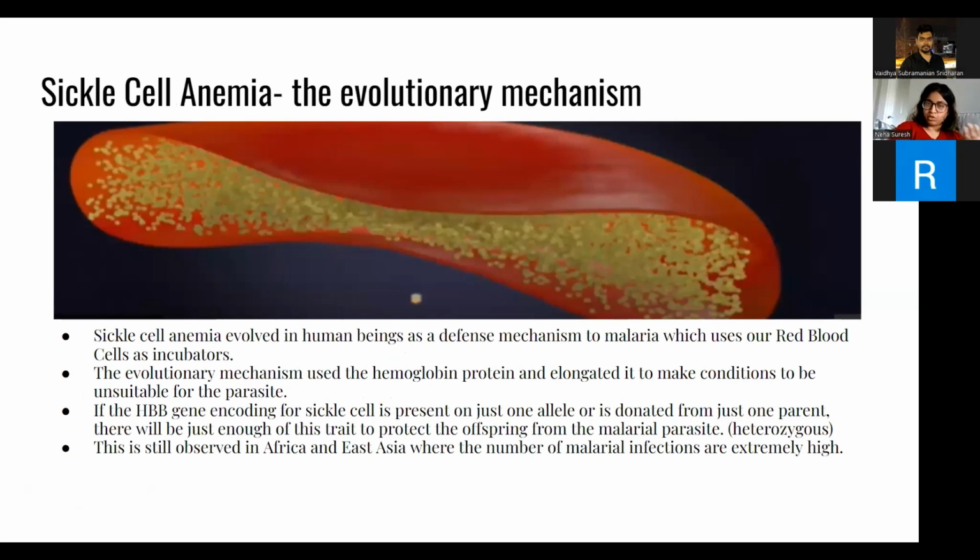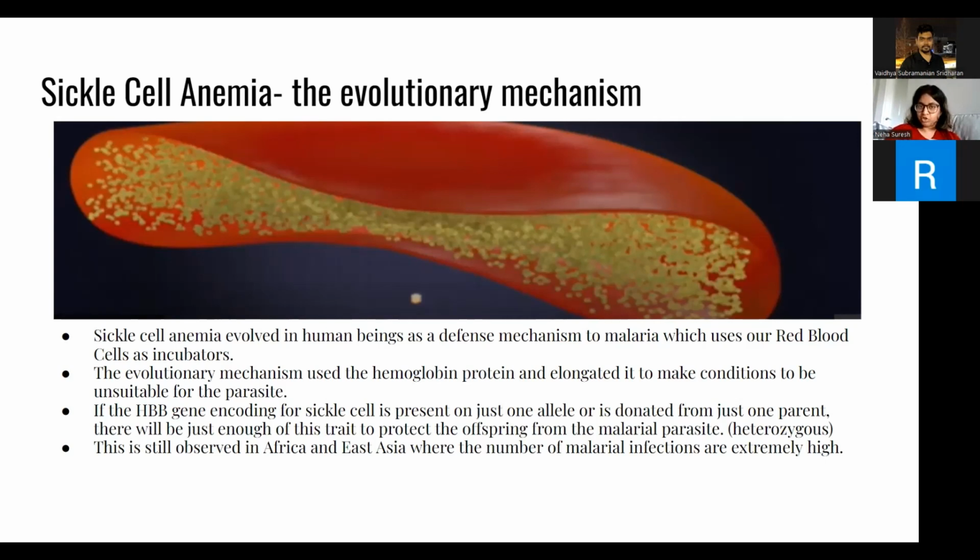Now, sickle cell anemia was the evolutionary mechanism against malaria. It evolved in human beings as a defense mechanism against malaria, which uses our red blood cells. By taking on the sickle cell shape, it kind of inhibited the parasite from using the RBCs. The problem arises only when there were two recessive copies of the sickle cell gene.